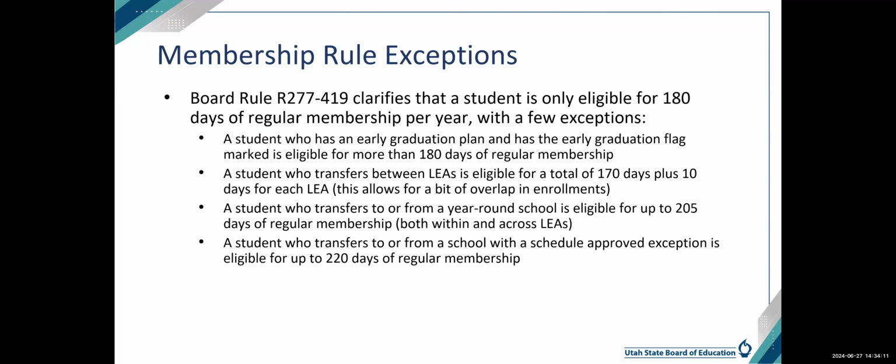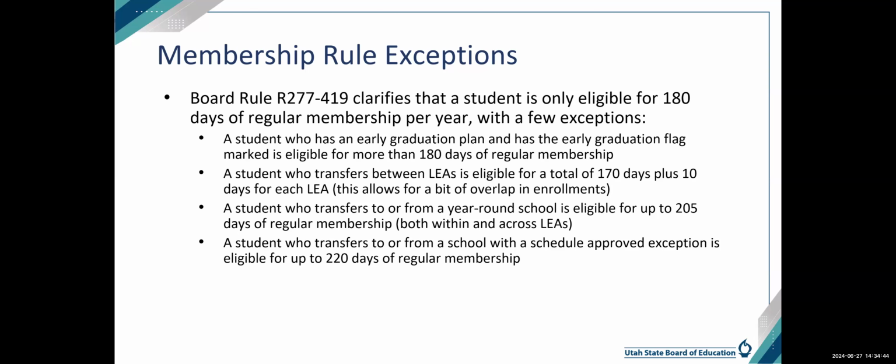So the board rule clarifies that a student is only eligible for 180 days of regular membership per year, with a few exceptions. One is a student who has an early graduation plan that has the early grad flag marked, and they're eligible for more than 180 days of membership. A student who transfers between LEAs is eligible for a total of 170 days plus 10 days for each LEA, and that allows for a little bit of overlap in enrollment.